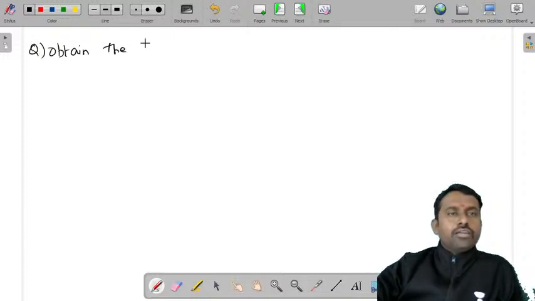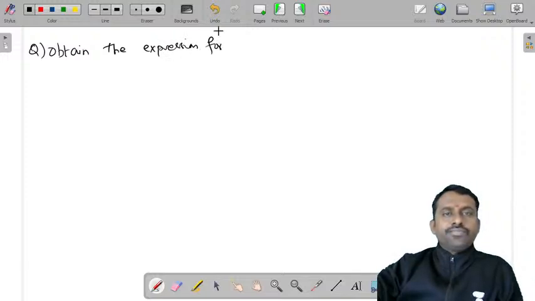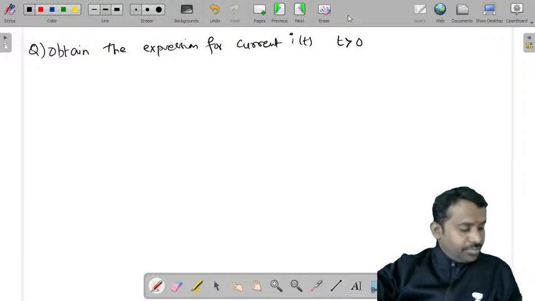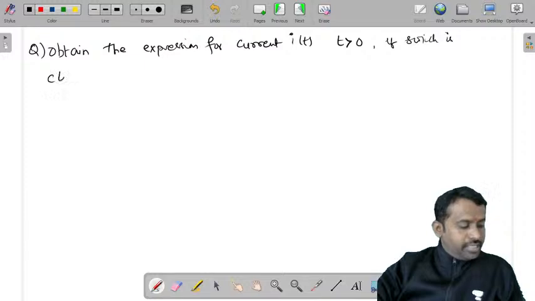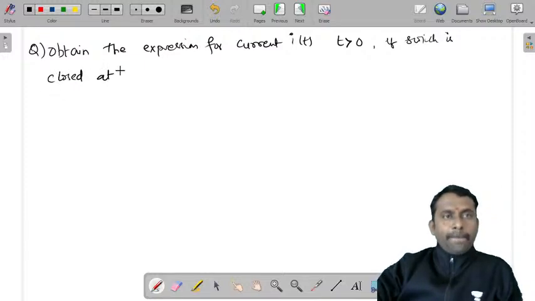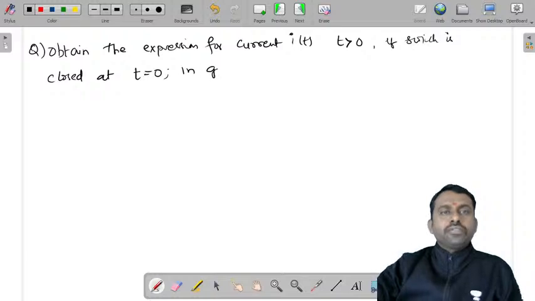Obtain the expression for current I of t for t greater than 0, if the switch is closed at t is equal to 0 in the given network.